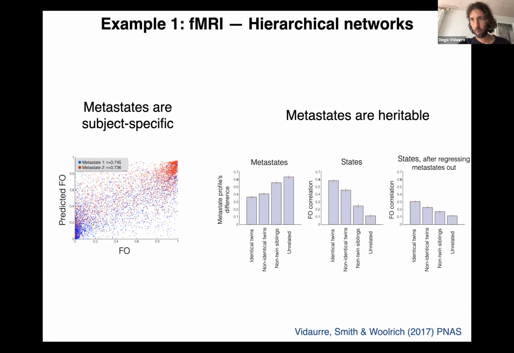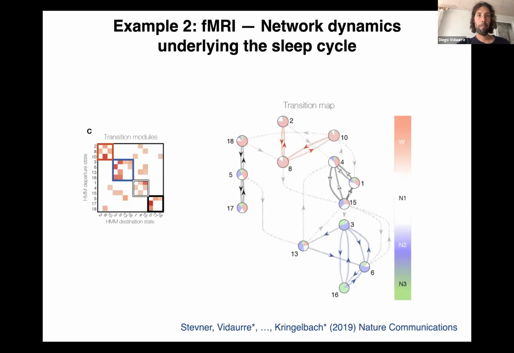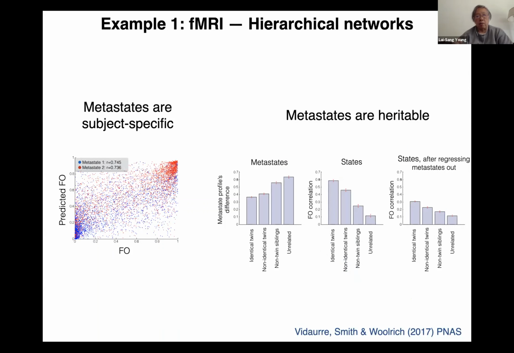Okay, so that was one example. I'm going to move on now. Can I ask for clarification? When you talk about a network, are your nodes representing the regions of the brain, or are they representing brain states? Which one? Yeah, good question.